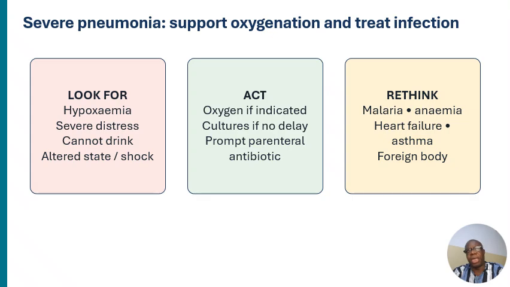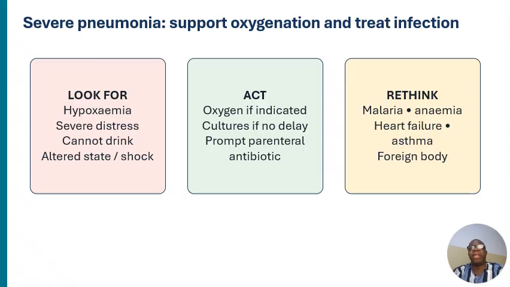Obtain culture if this can be done without delay in treatment, and start locally recommended parenteral antibiotics promptly, as soon as you can. Okay, reassess response and consider complications if the child fails to improve. Also, keep the differential diagnosis open. Malaria, severe anemia, heart failure, asthma, and inhaled foreign body may present with respiratory distress.